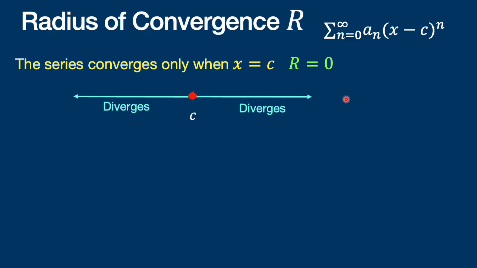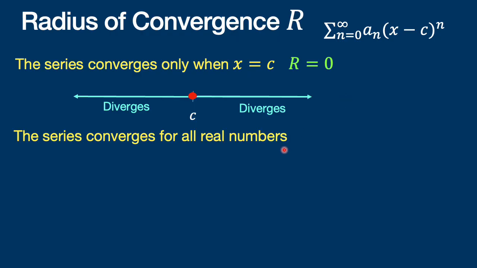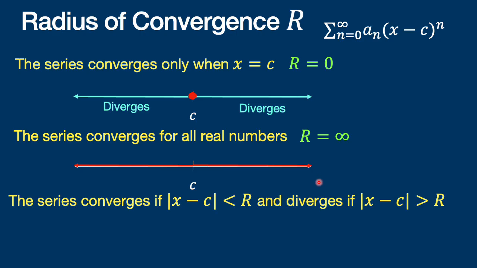The second possibility we talk about is the series converges for all real numbers. In that case, the radius of convergence is infinity. Let's draw the number line. The center is c. All real numbers converge. Right side converges, left side converges. In that case, the radius of convergence is infinity. Another case is the series converges when the absolute value of x minus c is less than r, and diverges when the absolute value of x minus c is greater than r.